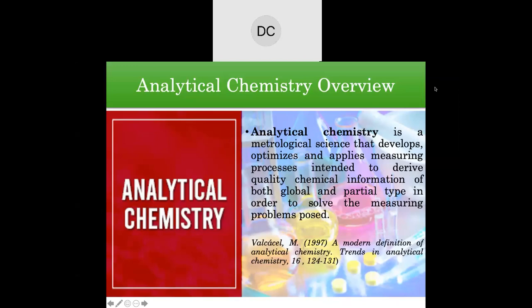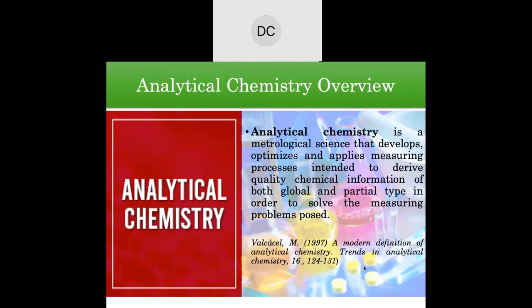Okay, now we give you the analytical chemistry overview on what analytical chemistry is according to Valcárcel et al. Okay, they define analytical chemistry as a metrological science that develops, optimizes, and applies measuring processes intended to derive quality chemical information of both global and partial type in order to solve the measuring problems posed. Maksudnya analytical chemistry ni salah satu cabang metrological science. Metrological science ni satu yang berkaitan dengan kita kena tahu kuantiti bahan, okay, quality bahan. That is what we call metrological science.